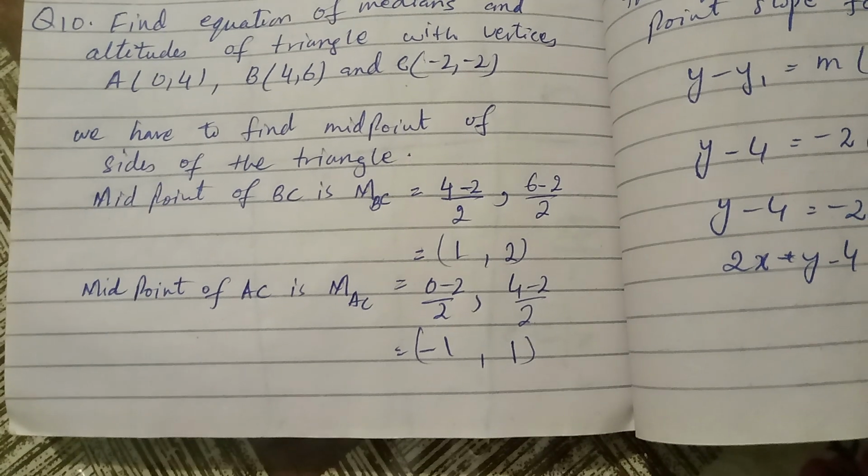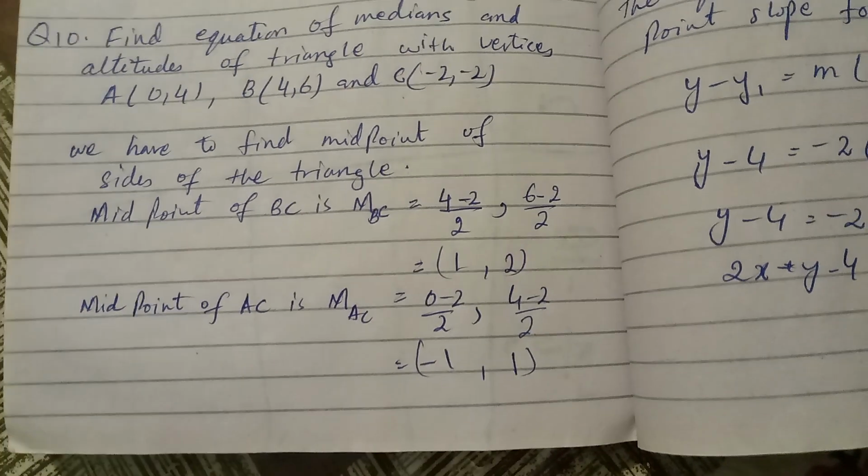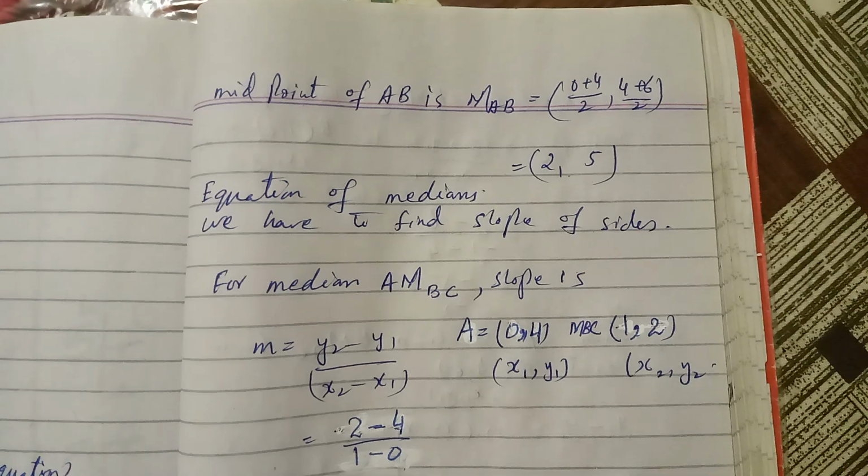Then midpoint of AC, that is 0 minus 2 over 2 and 4 minus 2 over 2. It is minus 1 and 1. Then the midpoint of AB, that is 0 plus 4 over 2 and 4 plus 6 over 2. So it is 2 and 5.